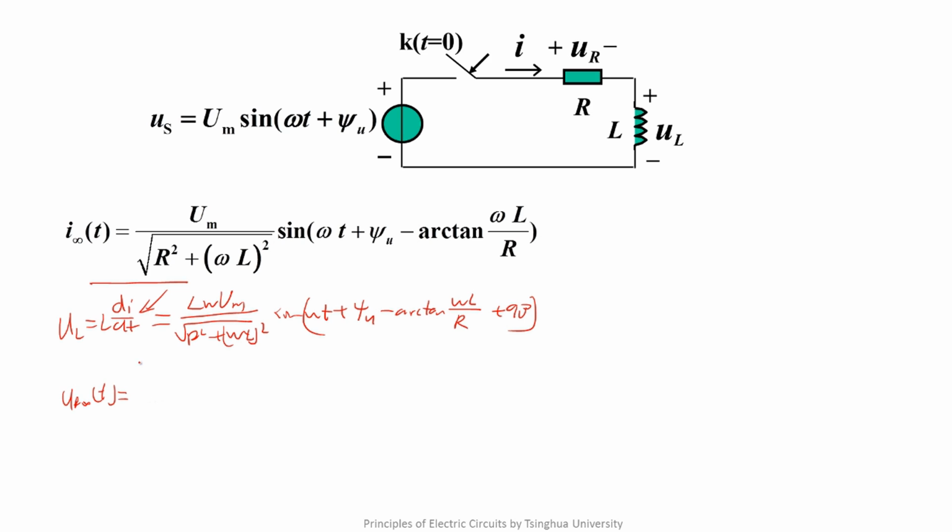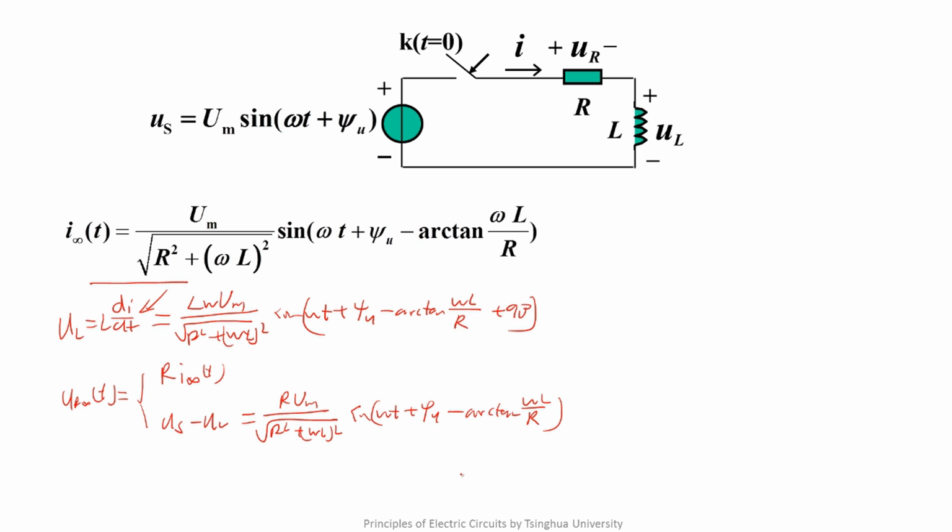Next, we need to find the steady state of uR. As we've obtained the steady-state solution of the current, uR can be expressed as R times i, or solved by KVL. That is, uR equals us minus uL. By KVL and trigonometric transform, uR can be expressed like this. Then we finish the whole solution. Got a picture?